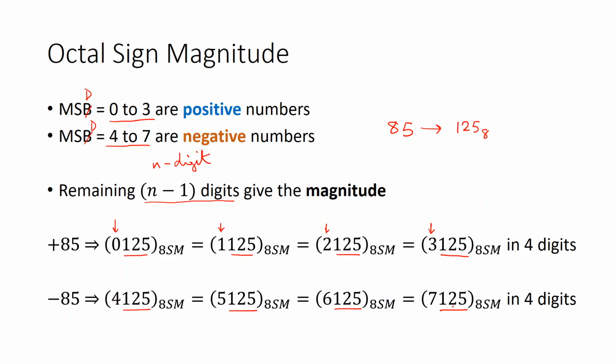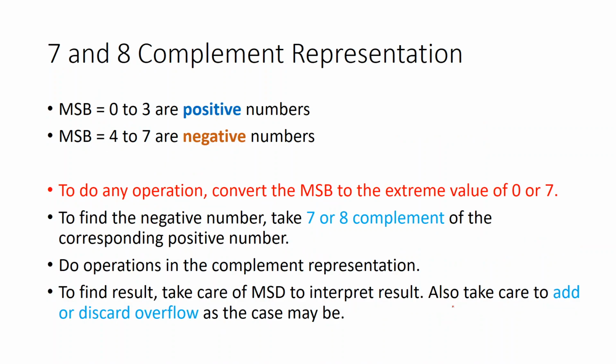So this is about the sign magnitude representation. When you come to the radix and diminished radix complement representation, for octal we are talking about the 7's complement and 8's complement. The same thing is happening. The most significant digit can be from 0 to 3 being positive, 4 to 7 being negative. That is absolutely fine even in 7's complement representation and 8's complement representation.